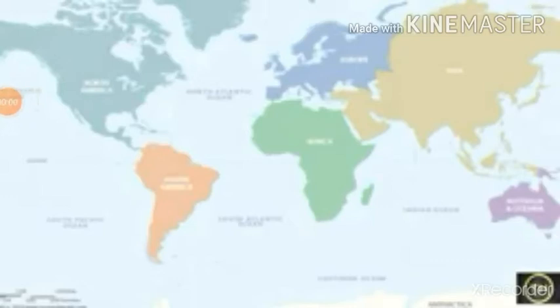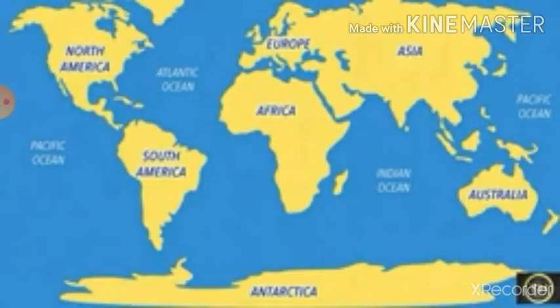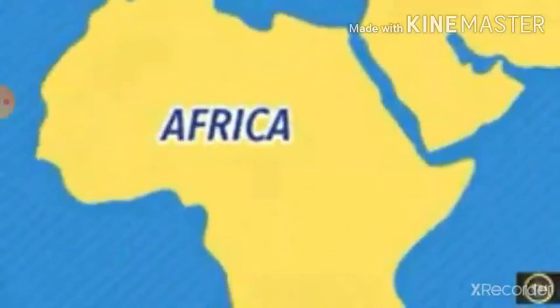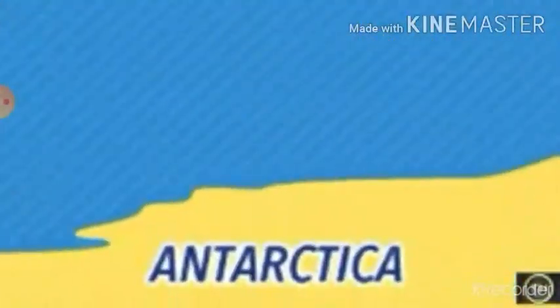Today we are going to learn a new lesson in geography, the Earth and the Graticule. Students, here is a world map. In this map, you can see 7 continents, namely Asia, Africa, North America, South America, Antarctica, Europe, Australia.